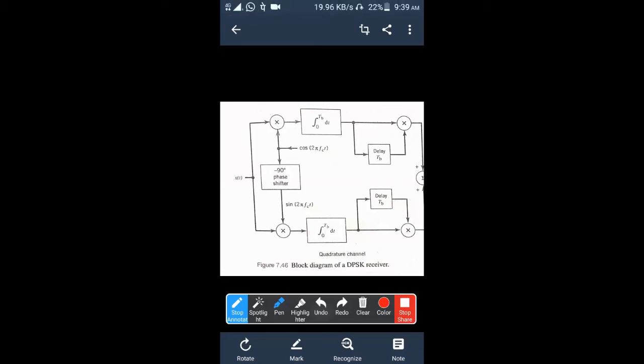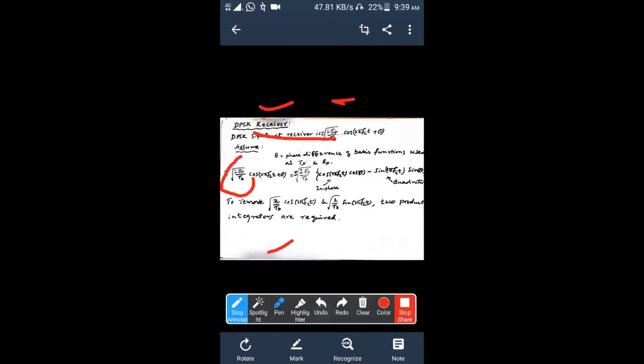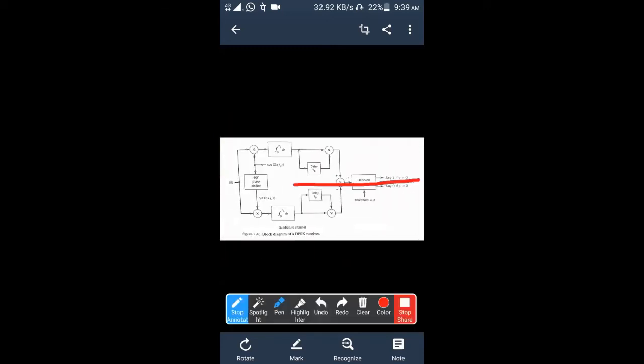So I am multiplying with cos here, I am multiplying with sin here. That means x of t is multiplied with cos once and sin once and integrated. Correct? Here what happens? Next, go back to the previous slide. What is your incoming signal now? The received signal is this part. The incoming signal x of t contains cos 2 pi f_c t into cos theta minus sin 2 pi f_c t into sin theta. It contains both the terms.